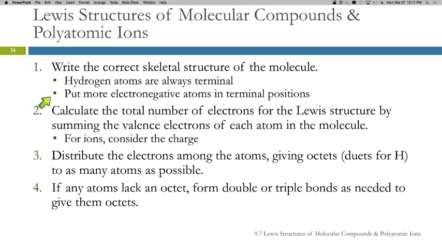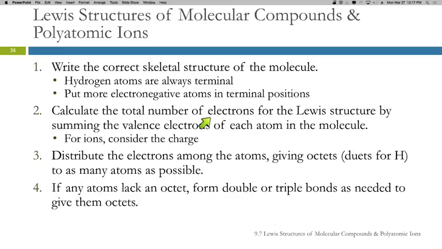And then when we're not sure how to put things together, we're going to put the more electronegative atoms on the terminal positions. We know from observation that they tend to be on the outside of a molecule instead of on the inside. Step 2 is to calculate the total number of electrons for the Lewis structure.